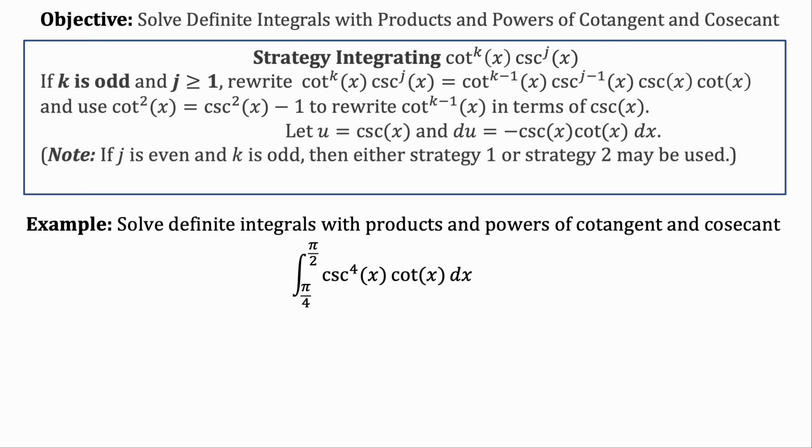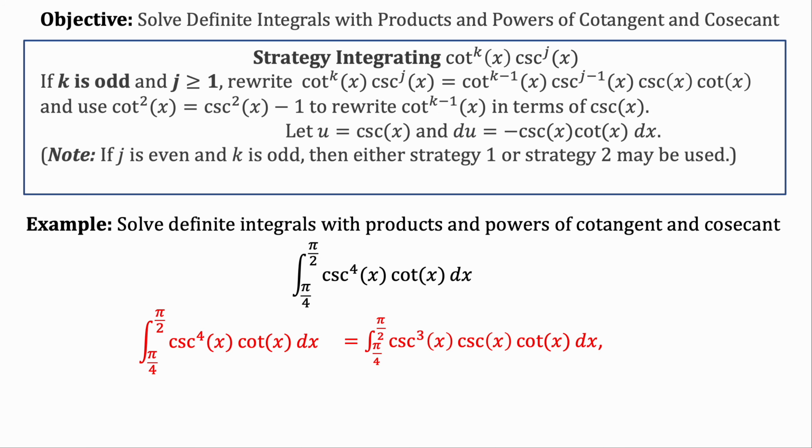Let's take a look. So we've got this problem. We are integrating from pi over 4 to pi over 2 the quantity of the cosecant of x to the 4th power times the cotangent of x. So our k is 1, our j is 4. If we apply the formula to that, think about what we want to do.